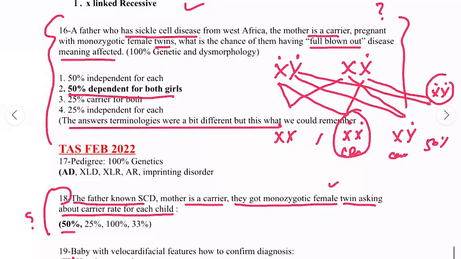The next is a baby with velocardiofacial features. How to confirm the diagnosis? Is it FISH analysis, microarray analysis, or karyotyping? Okay. Which one is the answer for question number 19? FISH analysis.